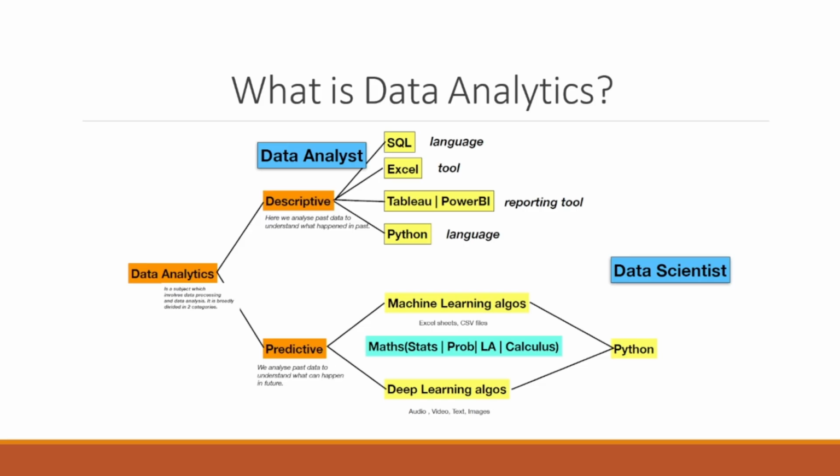In descriptive analysis we are going to use the modules SQL, Excel, Tableau, Power BI and Python. So these are the main five modules which we are going to use for descriptive analysis. In predictive analysis we are going to use machine learning. Again we have some maths topics, which are statistics, probability, calculus, and again deep learning. So this will be our later part. We are not going to cover it in this session.